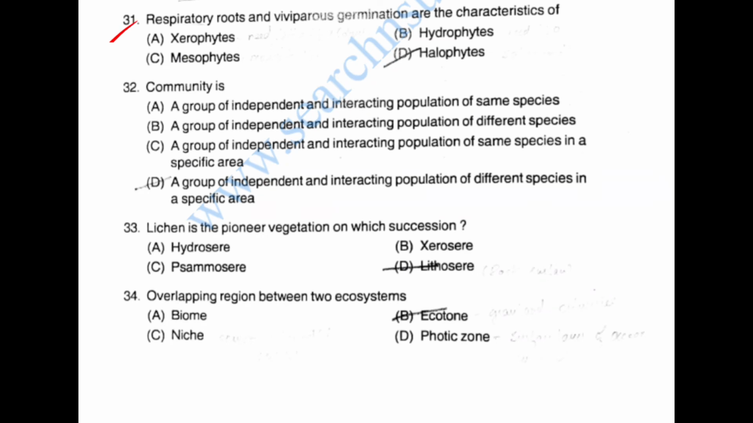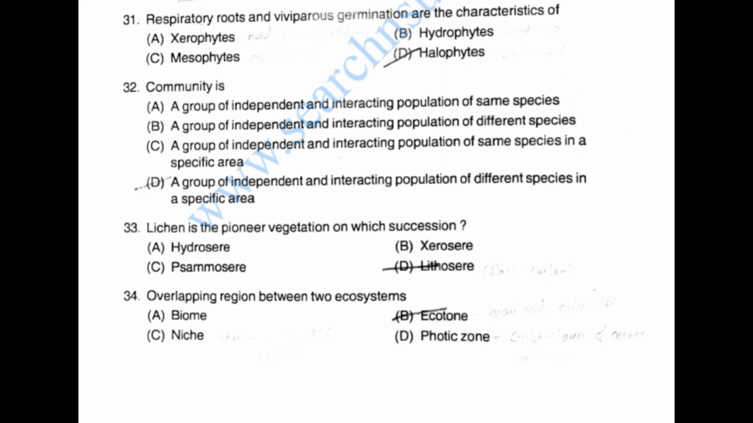Next, question number 31. Respiratory roots and viviparous germination are the characteristics of. Okay, so here you'll have to find out that plant group in which respiratory roots and viviparous germination can be seen. Our answer is halophytes. Halophytes, mangrove plants for example. In those plants, we can get respiratory roots called pneumatophores, and viviparous germination means seeds present in the fruit attached to the plant start germinating. Clear?